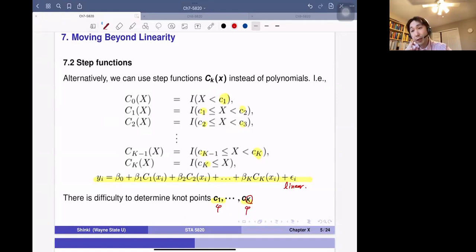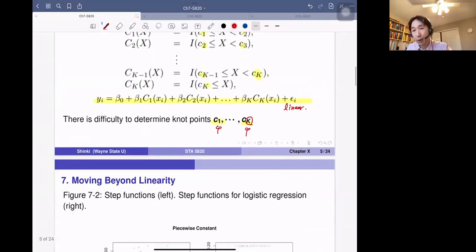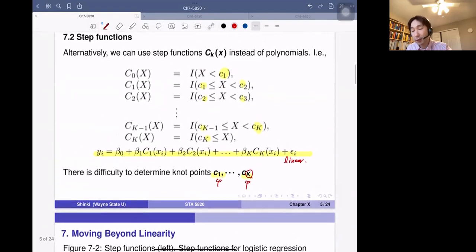Linear model estimation is just minimizing some quadratic function. So it's easy, but choosing the threshold and choosing the number of knot points, that isn't really easy. We have to rely on more computational methods such as cross-validation.